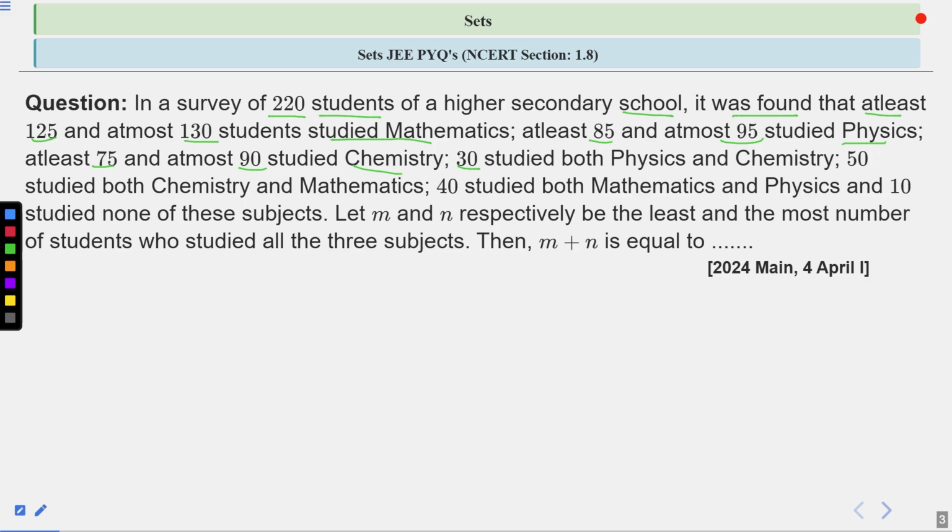And out of all, 30 students studied both physics and chemistry. 50 studied both chemistry as well as math, and 40 students studied both mathematics as well as physics. And 10 students studied none of the subjects. Clear? Let M and N respectively be the least and the most number of students who studied all the three subjects. Then find out M plus N.